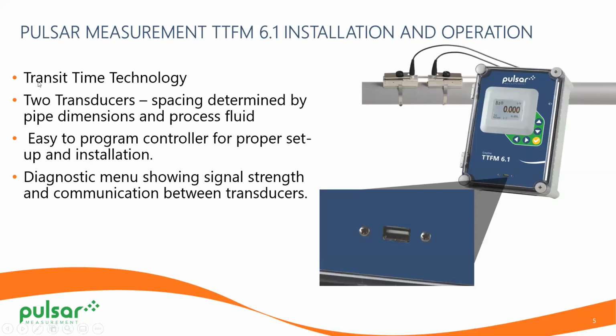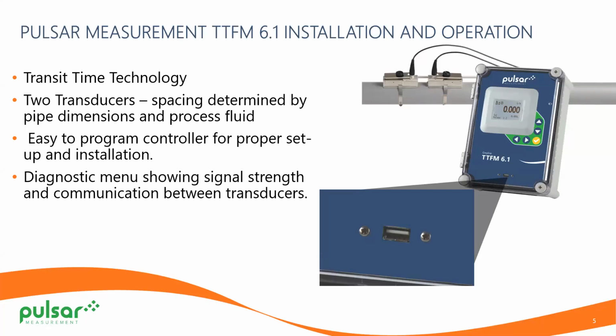So let's first look at the transit time. The two transducers that you mount on your pipe, the spacing is determined by pipe dimensions and process fluid. So really what you're entering in is your pipe size, material, your pipe wall thickness, inner diameter, and then whatever the process fluid is. This is important because it also calculates what the speed of sound is. So if I'm measuring, say, water versus some type of water glycol mixture or gasoline or something like that, it's going to have a different speed of sound. We also have a calculated speed of sound in the meter, so we can tell if the calculated speed of sound is similar to the actual speed of sound going through the pipe. So that's a diagnostic feature.